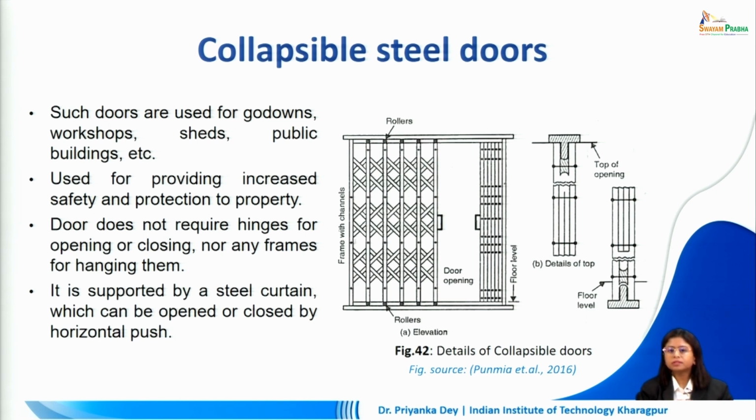Now the doors do not require hinges for opening or closing, or even an additional frame to hang them from. They come within the framework itself. Now these frames have channels within which they receive these members, as we can see here, and these members allow us to collapse this and save it in a very small area at the end of the opening. So it's kind of like a steel curtain.